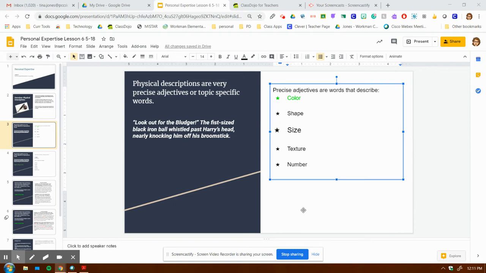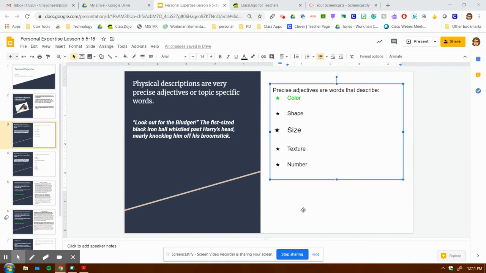For today's writing lesson, you are learning about how to add physical descriptions to make your writing even better. Physical descriptions can take two forms. One is precise adjectives, the second is specific topic-specific words. So, this video is talking about precise adjectives and what those are.